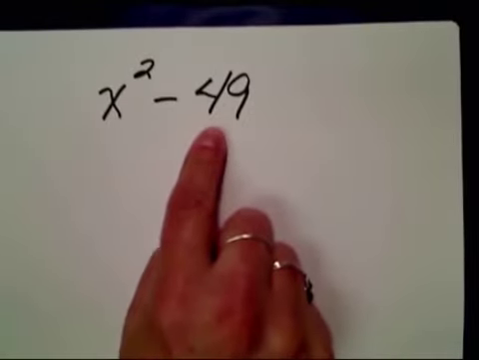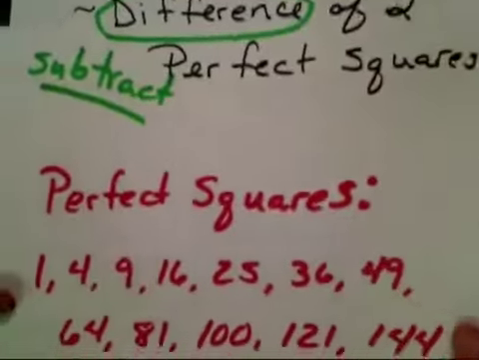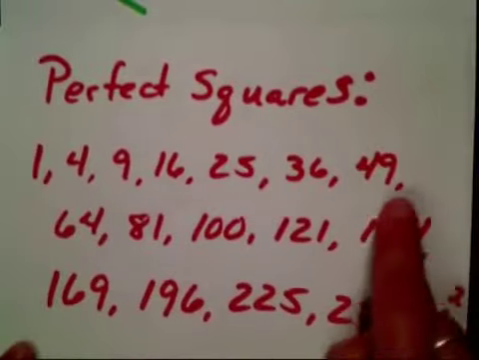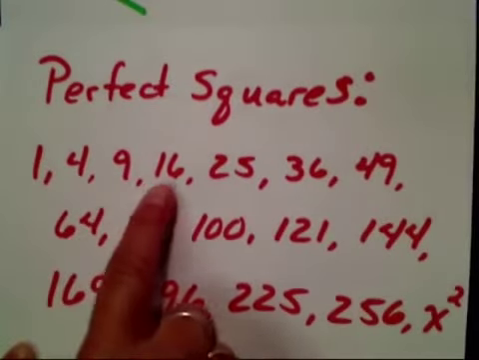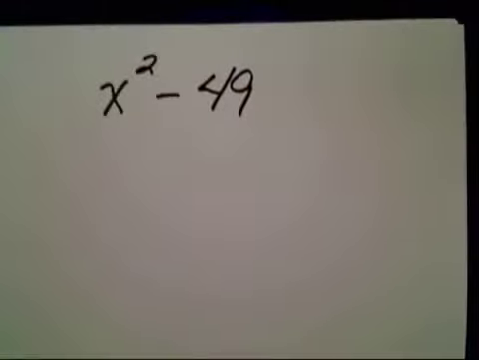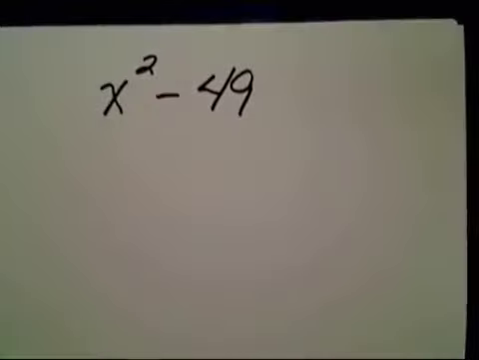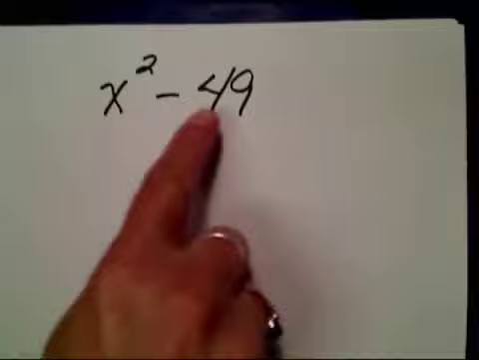Now if you need to go back to your list of numbers of perfect squares, you can do so. And right there is 49. 1, 2, 3, 4, 5, 6, 7. 7 times 7 is 49. So that's a perfect square, and we are subtracting the 2 terms. So this is clearly the difference of 2 perfect squares.